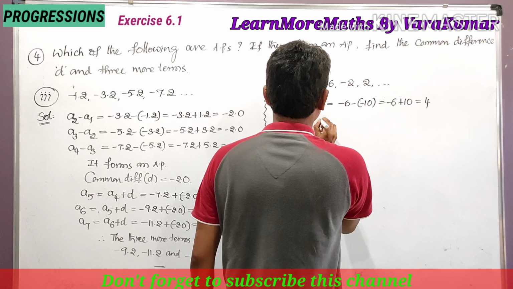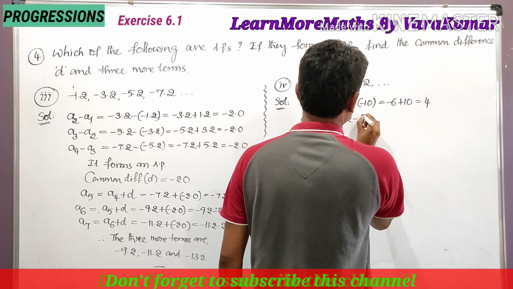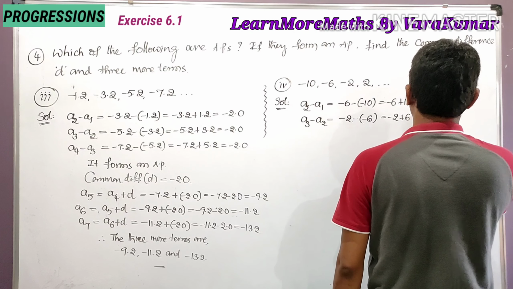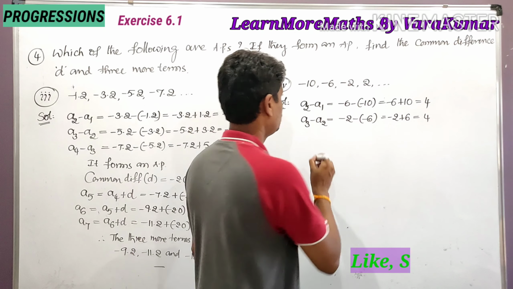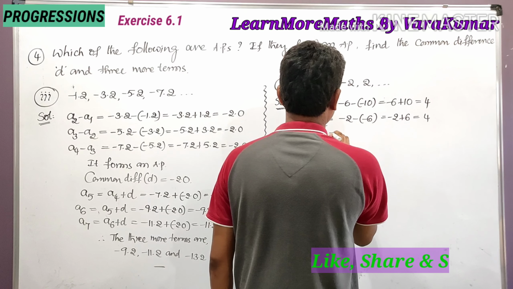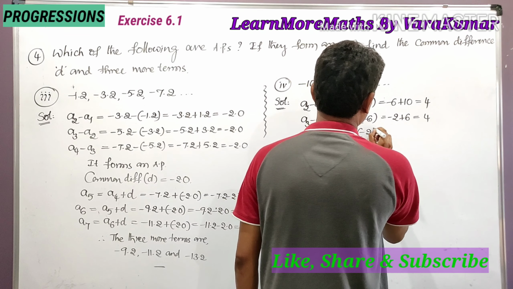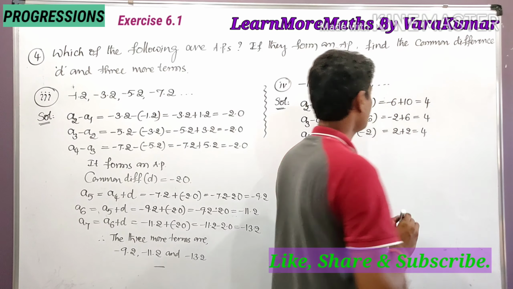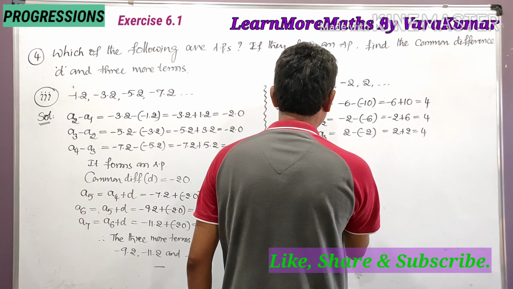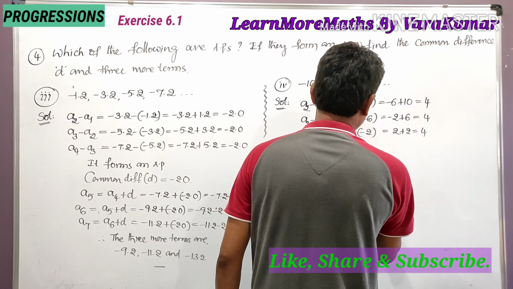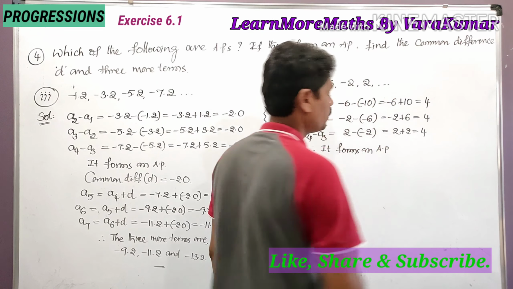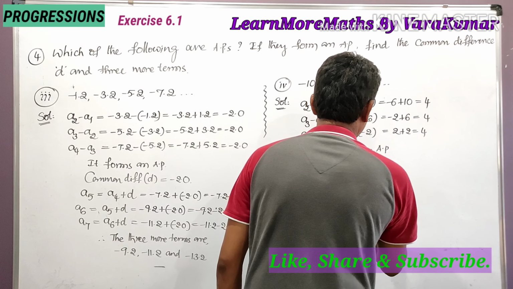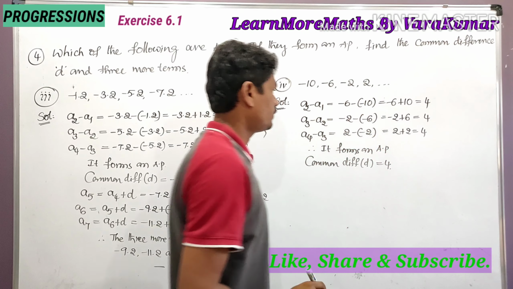In the same way, you have to find A3 minus A2. A3 is -2, minus A2, which is -6. So -2 minus into minus is plus 6, -2 plus 6 is 4, student. In the same way, A4 minus A3: A4 is 2 minus A3, which is -2. 2 minus of -2 becomes 2 plus 2, which is 4. So here also the common difference is the same. Therefore, it forms an AP, that is arithmetic progression. He is asking us to find the common difference. Common difference D is equal to 4.